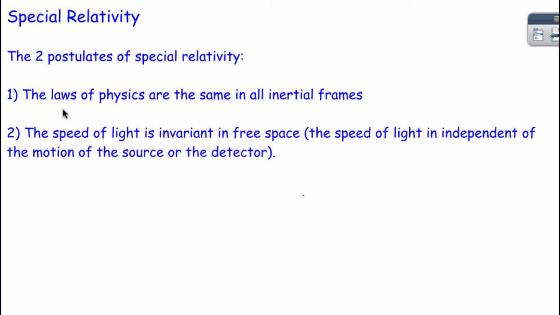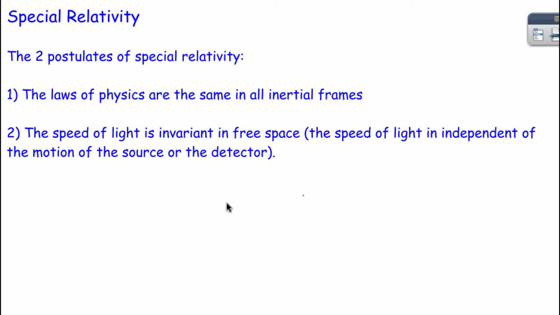So the first one is that the laws of physics are the same in all inertial frames. So it doesn't matter if you're moving relative to somebody else. For example, the conservation of energy is the same whether you're sat still in your room or whether you are moving on a bus at a constant velocity compared to somebody else. The laws of physics are exactly the same.